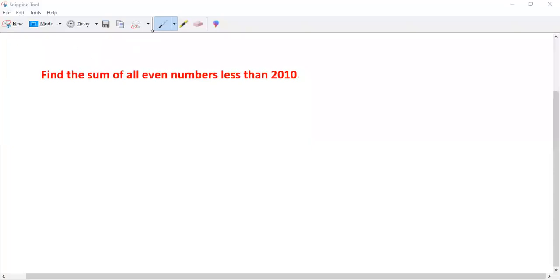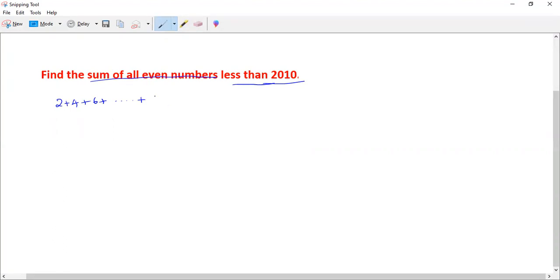The question given here is, find the sum of all even numbers less than 2010. So, sum of all even numbers less than 2010. Let us start from 2 plus 4 plus 6 up to 2010. But it is given that it is less than 2010, so I cannot write 2010, because the number must be less than 2010.